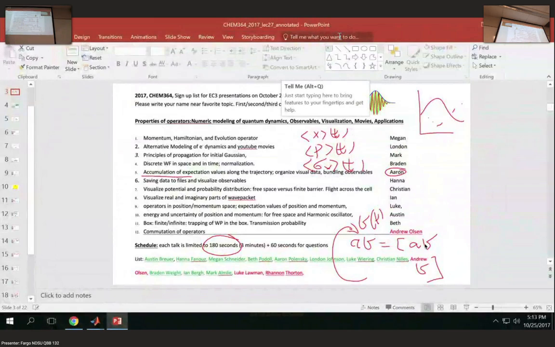Next thing in the list. Operators in position and momentum space. Expectation values of position and momentum. Expectation values of position and momentum are really easy. Have you been here last time? Did you watch the recordings? Yeah. Okay. Well, I'll quickly come back to it. Operators in position and momentum space are a little bit more complicated. So you should realize that you cannot squeeze everything into 3 minutes. So the expectation values are a priority. This is kind of super extra.